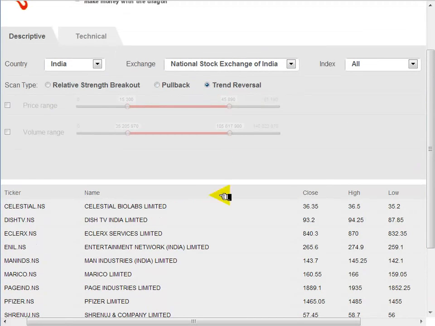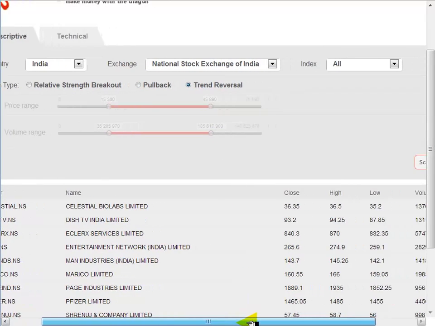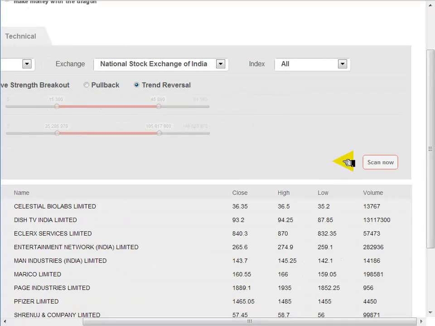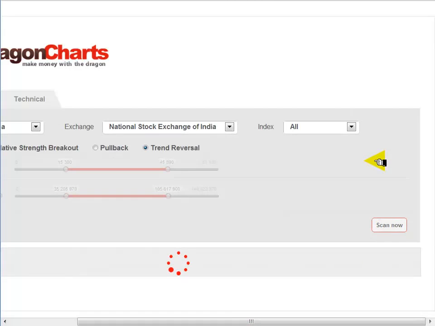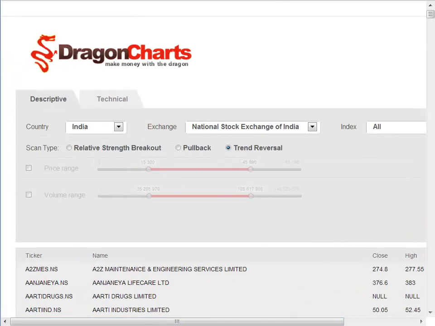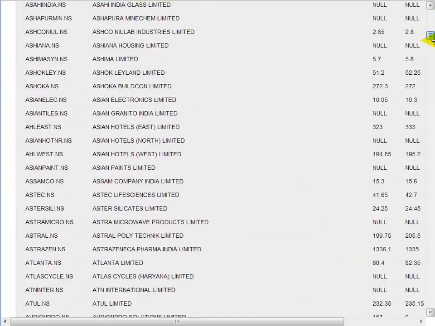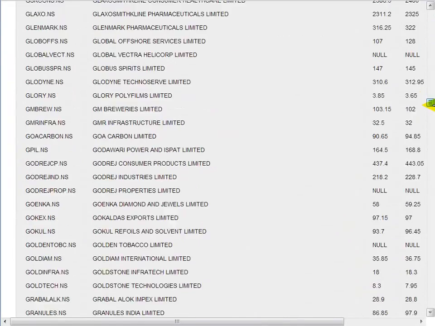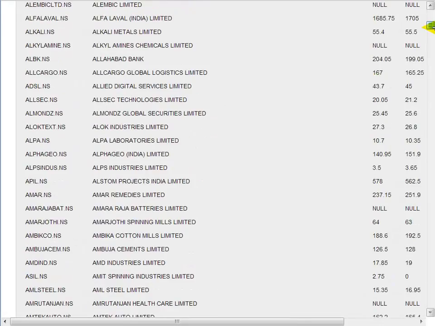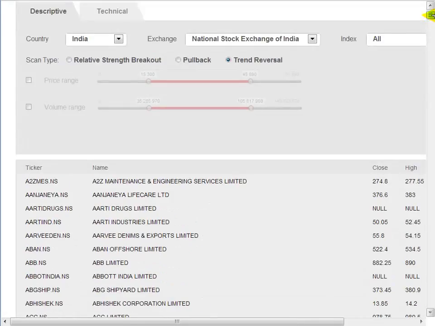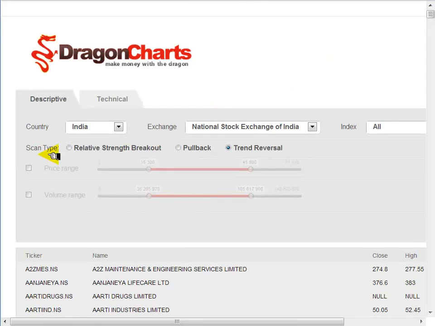And if we want a trend reversal, that's stocks that have been trending lower for a long period of time, but start to reverse and set a higher high and higher low. We can do the trend reversal scan as well, and we see many stocks are right now reversing because the Indian market has been in a downtrend for quite a while. So there's a lot of stocks that are trying to pop their head up, and this gives you early notice. You can select the price range and the volume range, to filter out low price stocks or low liquidity stocks, for example.